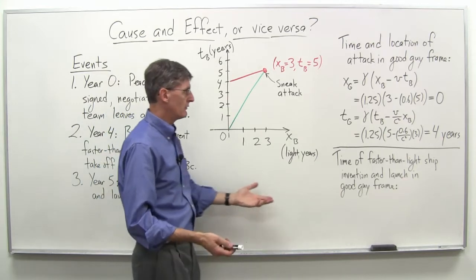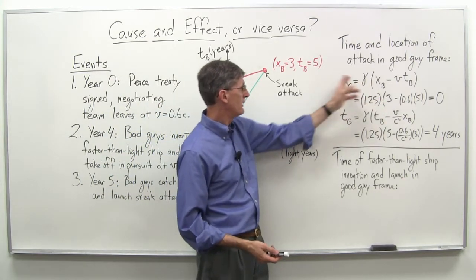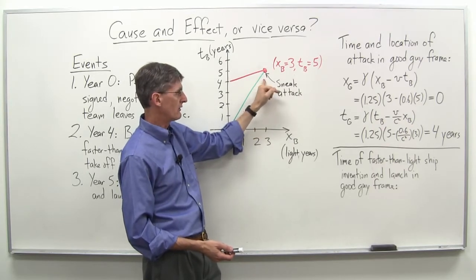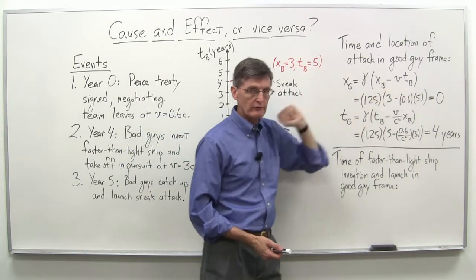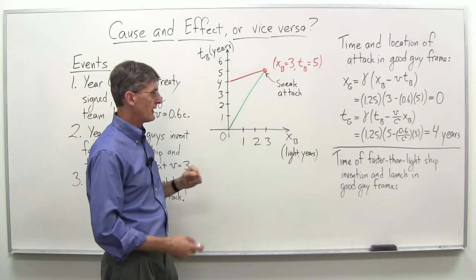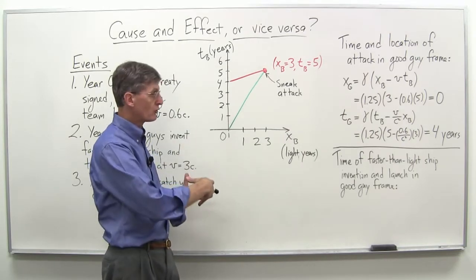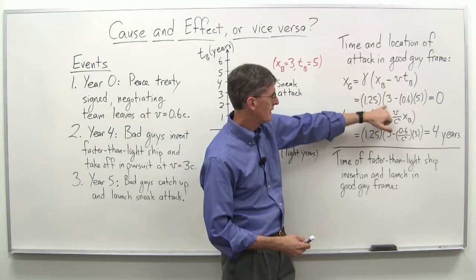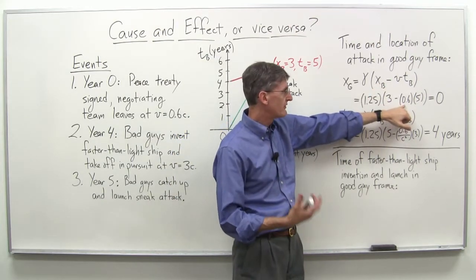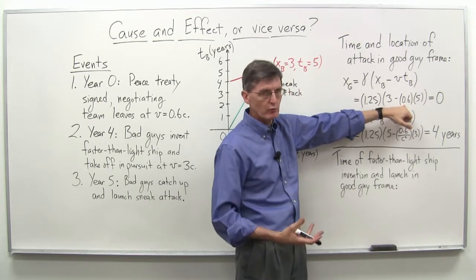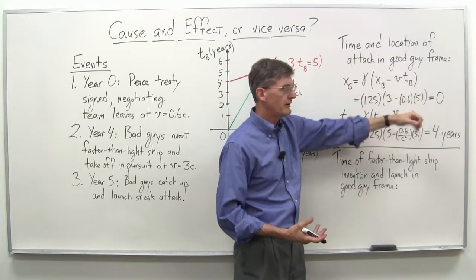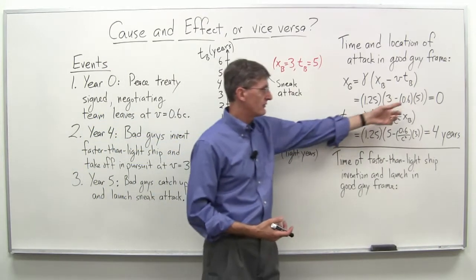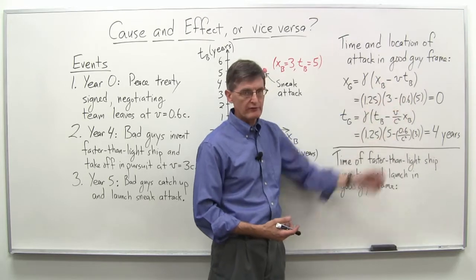So we just plug in the numbers. 1.25 for gamma, 3 for x sub b, the location in the bad guy frame where the sneak attack occurred, and the time where the sneak attack occurred in the bad guy frame. And we're transforming it now into the good guy's coordinates. And note what happens here. x sub b is 3, v is 0.6 c, really, but we're using unit c as 1, so we can just put 0.6 there. t sub b is 5, and therefore 5 times 0.6 is 3. We get 3 minus 3, we get 0 there.